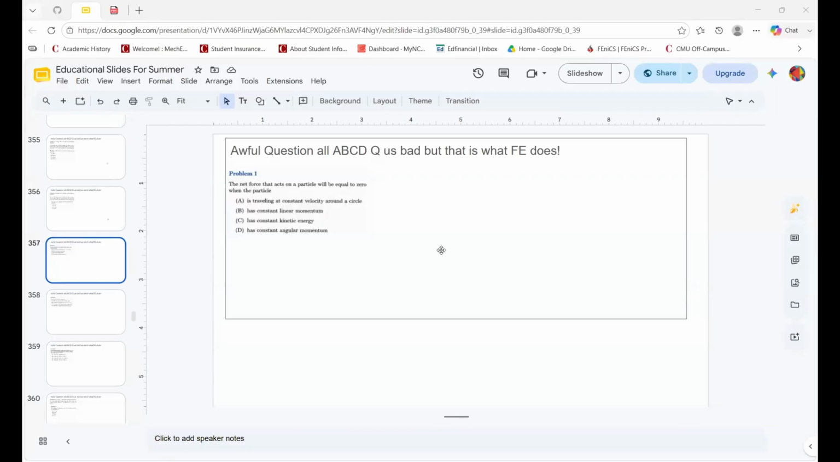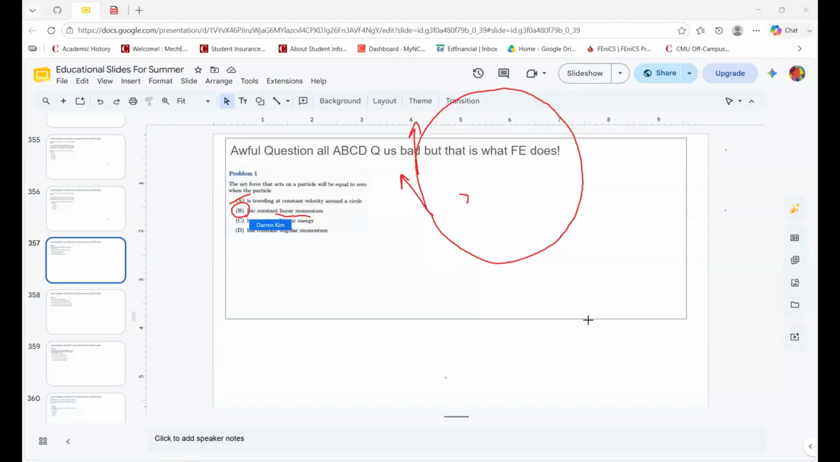Here we go. So the net force that acts on the particle will be equal to zero. So here's the thing. You have a velocity, right? And the way acceleration works is a change of that. So if it's moving around the circle, you're having a change of velocity over here. So this A is wrong. Now this one is actually obviously the right answer.